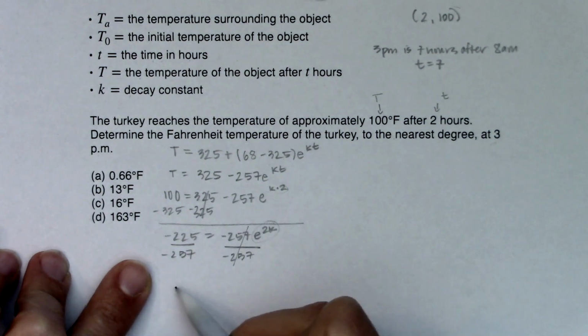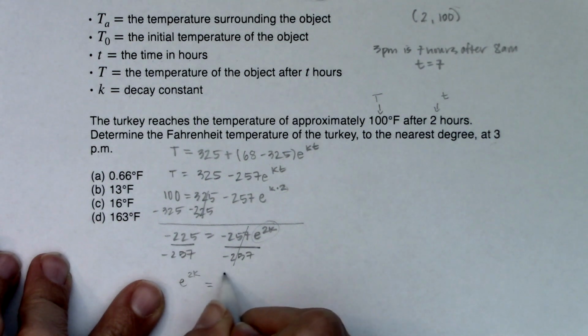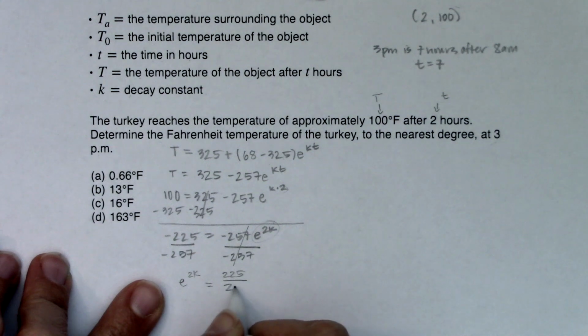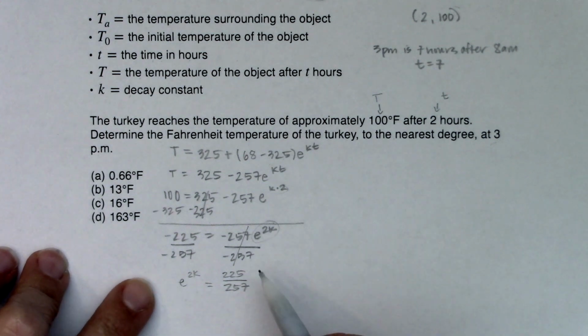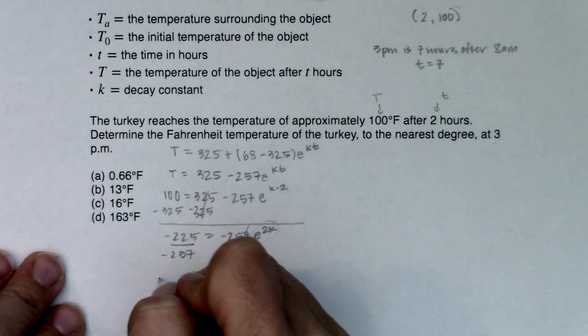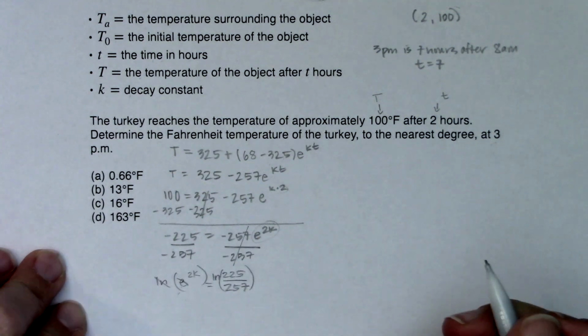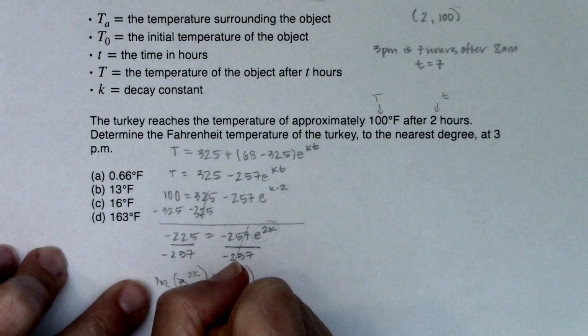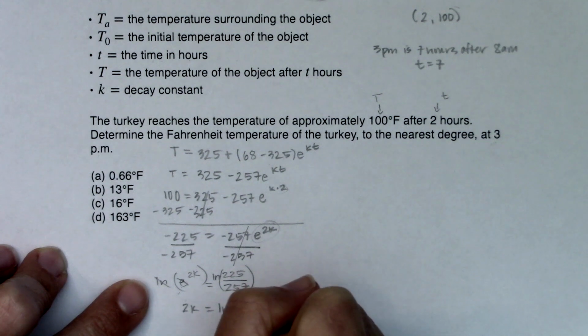I'm going to actually write this on the left side of my equation. I like to have the variable I'm solving for on the left side. It's going to be equal to 225 over 257, whatever that number is. I'll put that into my calculator in a little bit. But my variable is up in this exponent, so I need to log both sides. And since this is an exponential term with base e, I'm going to opt to do the natural log. So I'm going to do the natural log of both sides, right? And then ln and e cancel by design. So that's going to let me know that 2k is equal to the natural log of 225 over 257.